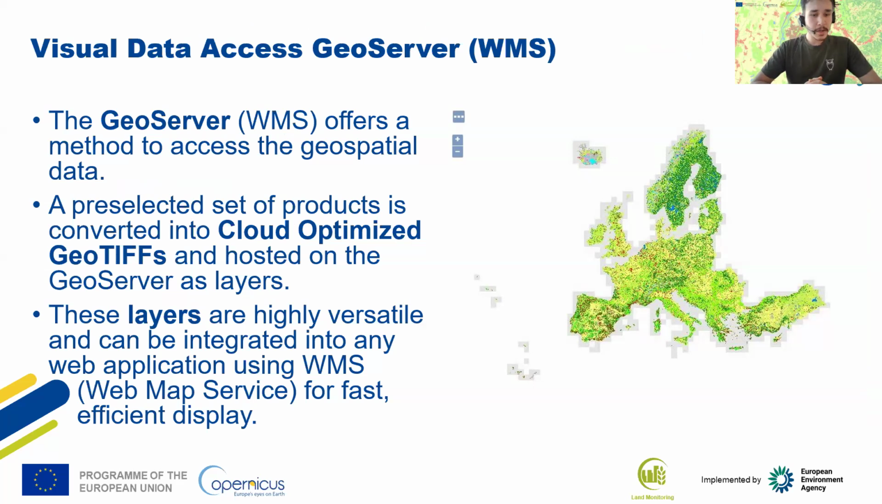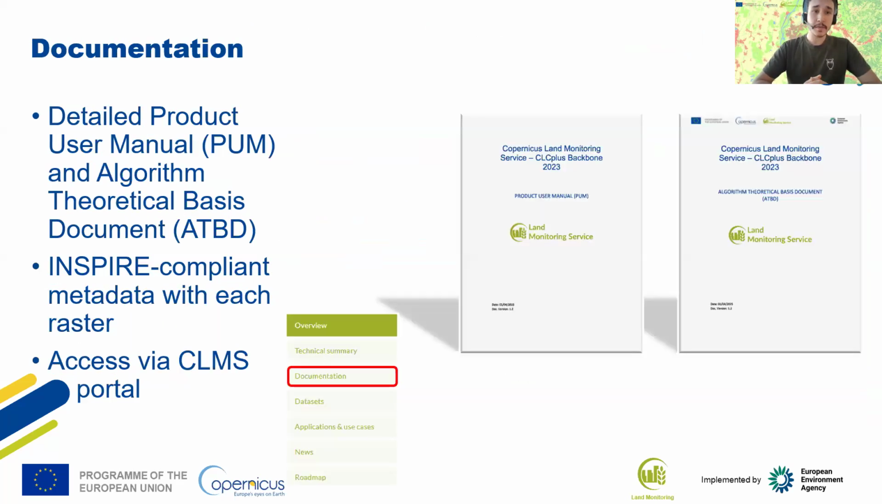And lastly, if we move to the next slide, as I've briefly mentioned before, in terms of the portal, there's some key documentation here which is available. Most importantly, the product user manual and the algorithm theoretical basis document, or ATBD. It's probably a little easier to say. These aren't available at the moment for 2023, but will be made available soon. And as mentioned, they are available via the CLMS portal. And that concludes my part of the presentation.